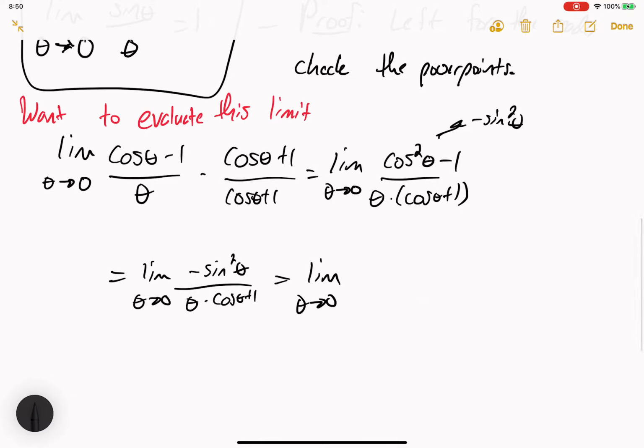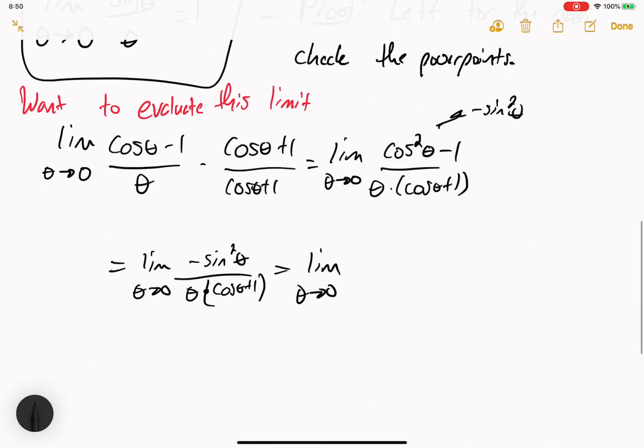I'm going to move one sine over here and the other sine over there. This is multiplication, so I should put parentheses there to indicate that. First off, I'm going to pull the negative out. We have the sine of theta divided by that theta, times the other sine of theta divided by that cosine of theta plus 1.